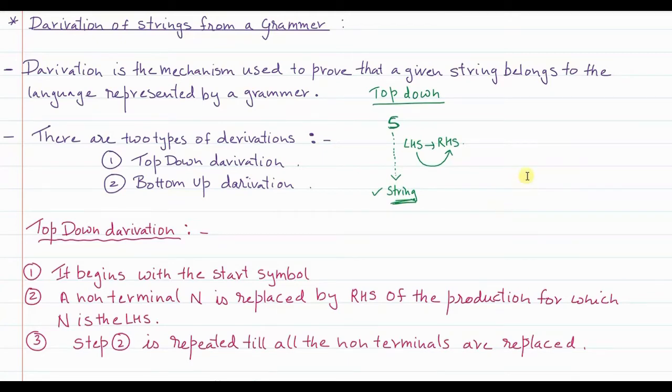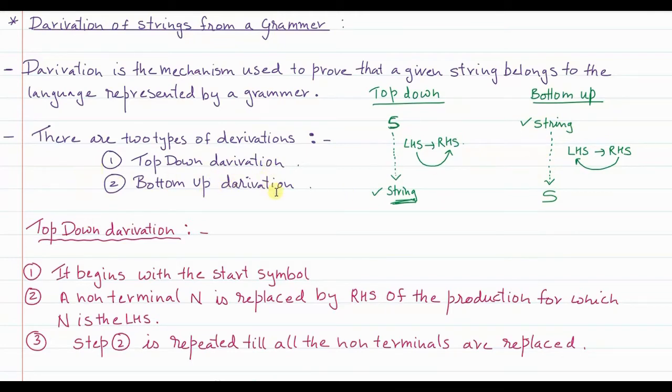The second mechanism to derive a string is slightly the opposite of what we have done. This is called bottom-up derivation. We start with the terminal string itself. Then at every step, the right hand side is replaced with the left hand side, and in this process, if we are able to reach the start symbol when there is nothing else remaining to be read in the input string, at that time we can say that the string is accepted. So this is the bottom-up approach.